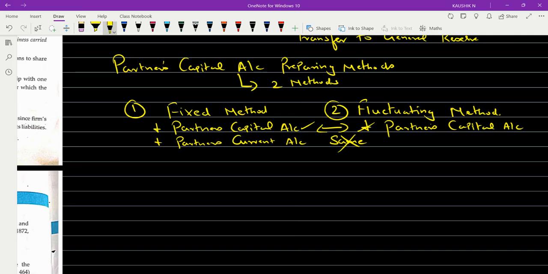They both are not one and the same. Even though the name represents the same, partners capital account, the content of the capital account in the fixed capital method is different from the content of the partners capital account maintained in the fluctuating method. So don't get confused.